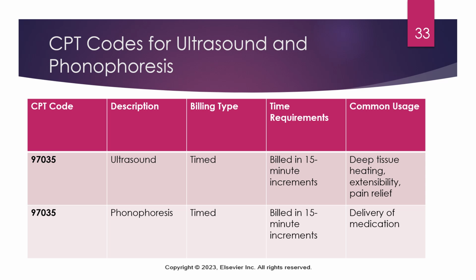The last little component here discusses documentation. So here are some CPT codes for ultrasound and for phonophoresis. You can see that the CPT code is the exact same over here, 97035. These are both timed units, so you get essentially paid for every 15-minute increment starting at 8. So it's not a one-time code. You can bill multiple units per day, whereas if it's untimed, you can only bill 1 per day.